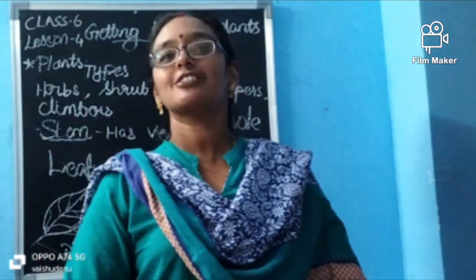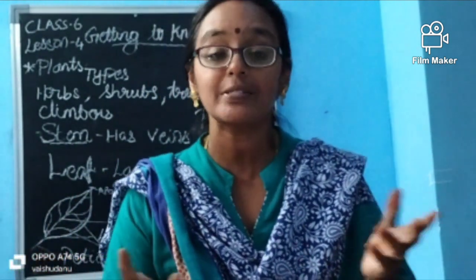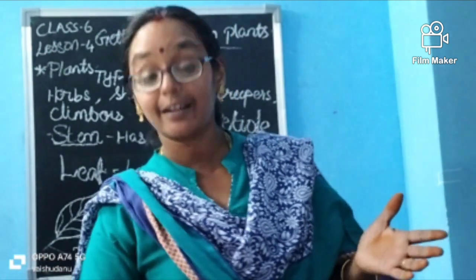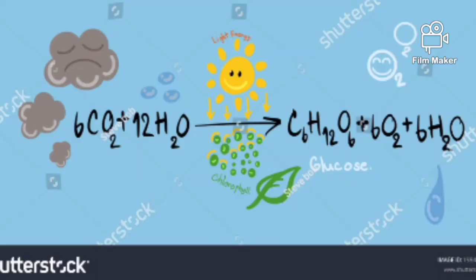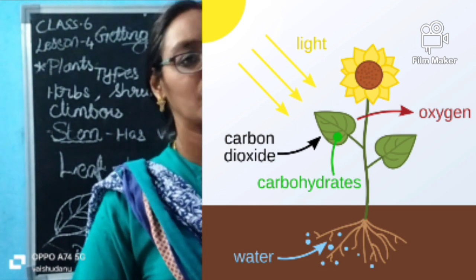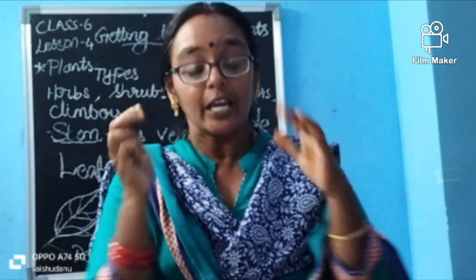It is called photosynthesis. What is photosynthesis? In the presence of carbon dioxide and water, in the presence of sunlight and the green colored pigment called chlorophyll, the plant is making food in the form of starch or carbohydrates. It is called photosynthesis. When starch or carbohydrate is more, it will store it.